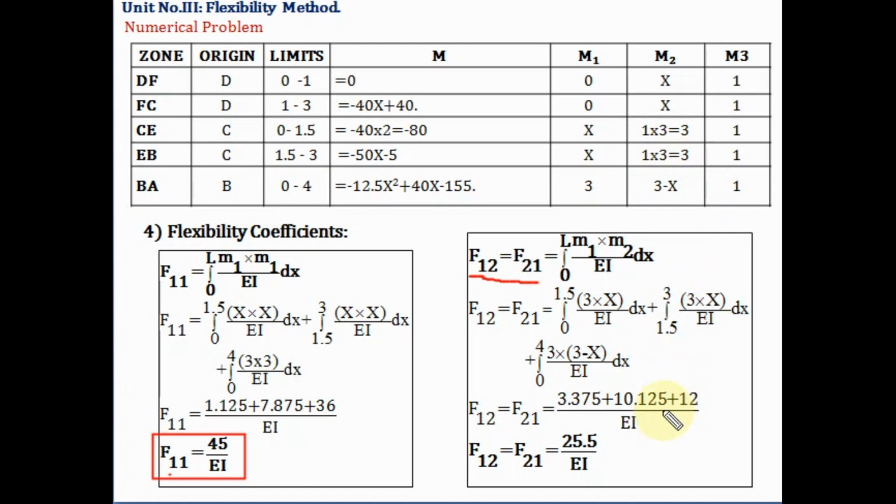So after putting the values in this formula, you have to solve this integration and you will get this value. So the final value of F12 equal to F21 is equal to 25.5 upon EI. So this is the value of the second flexibility coefficient, that is F12 equal to F21.